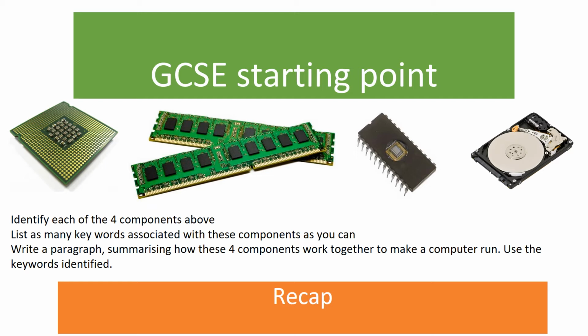Let's have a look. The first one is a CPU, and that's what we're going to be having a look at to start with. The second one is RAM, Random Access Memory. And this is a form of memory. The next one is ROM, Read-Only Memory. It does look a little bit different sometimes, and we're going to be looking at read-only memory in a future lesson. And the final one is a hard drive.